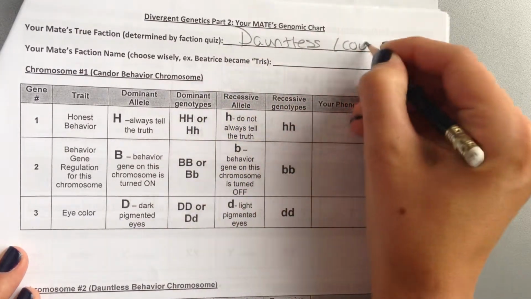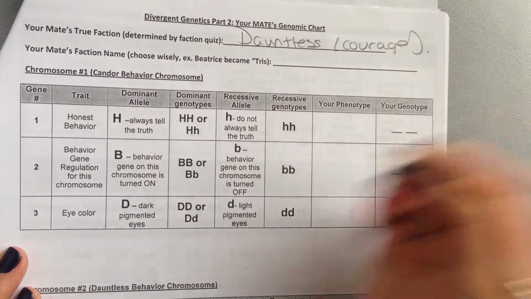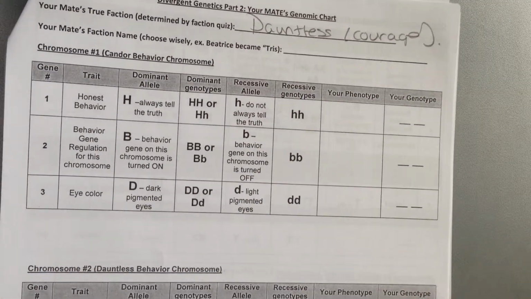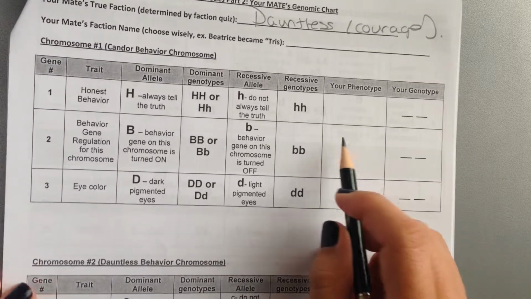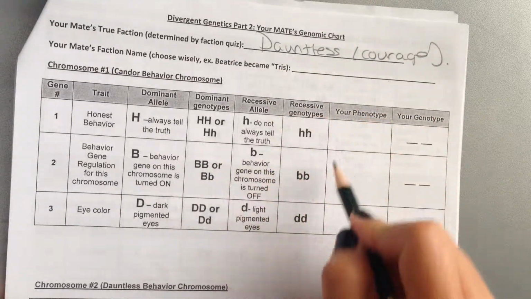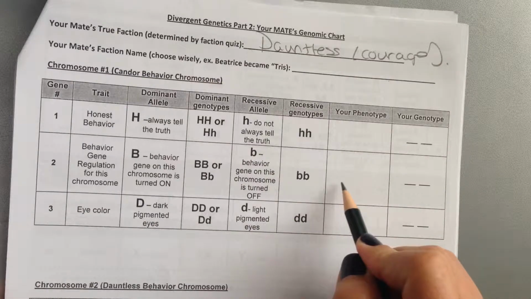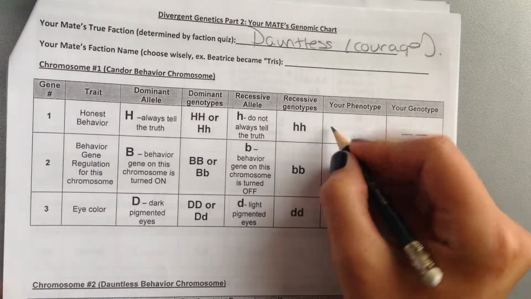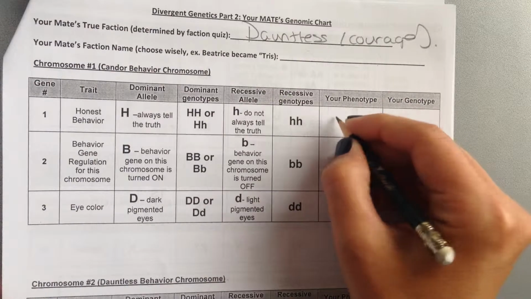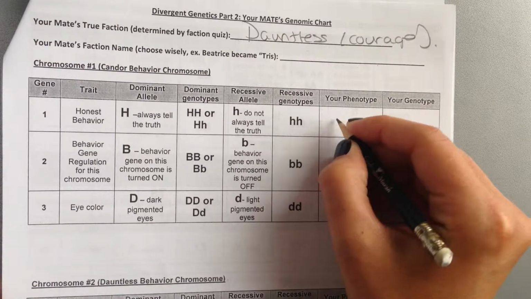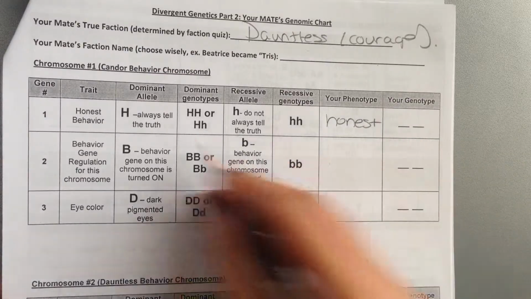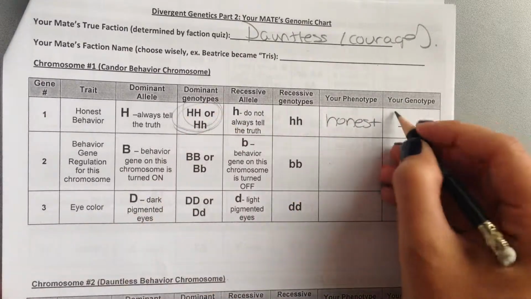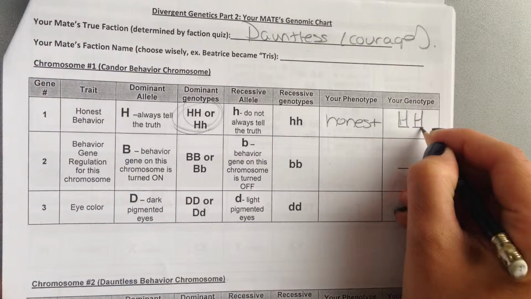That means they're going to be courageous. Okay. What we're going to end up doing here is for honesty for my mate. Again, they're in the dauntless faction, so they cannot be honest, or they can't have it on, so maybe they are an honest person. So let's go ahead and say they are honest. And here's their phenotype, honest, and their genotype. Because they're honest, that means they can be one of these 2. And I'm going to go ahead and choose big H.